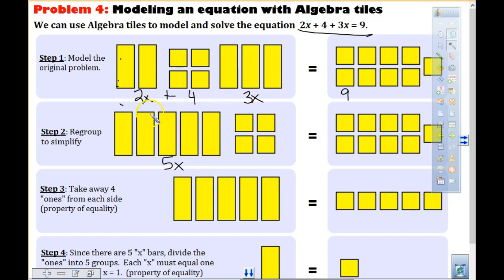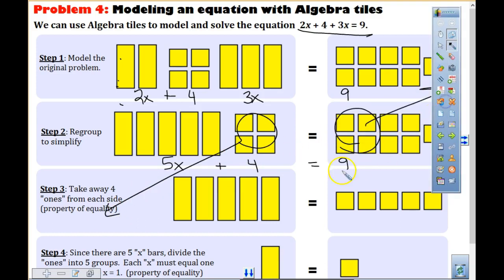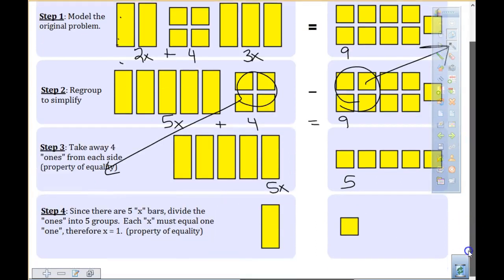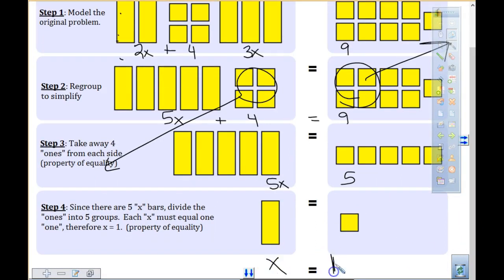So this is the adding like terms. On the worksheet that was due today, C1, that was what you did when you added 2x plus 3x. You were adding like terms. So we had 5x plus 4, please write that, equals 9. It says now take away 4 1s on each side in your notes. So if I take these 4 away, and I take away 4 on this side, I am left with 5 1s and 5x, which means each x is equal to 1. So each x was equal to 1.